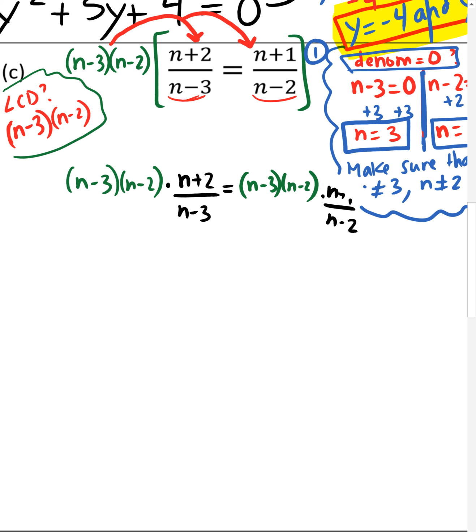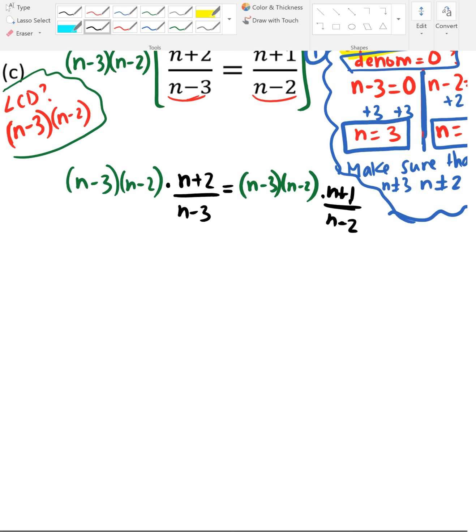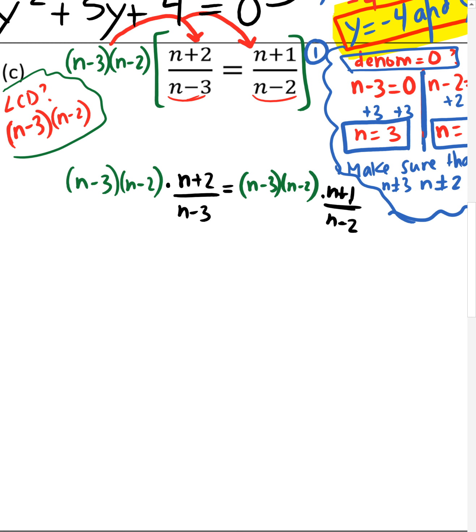I'm going to get rid of a little bit of this so that you can see it better. It was n not equal to 3, n not equal to 2, just so that's not taking up too much room. And we have n plus 1 here over n minus 2. Okay. Looks good. Now if I'm focusing on the left side of the equal sign, I want to see if that reduces, but I better put this over 1 so I can see what reduces. Same thing on the right.